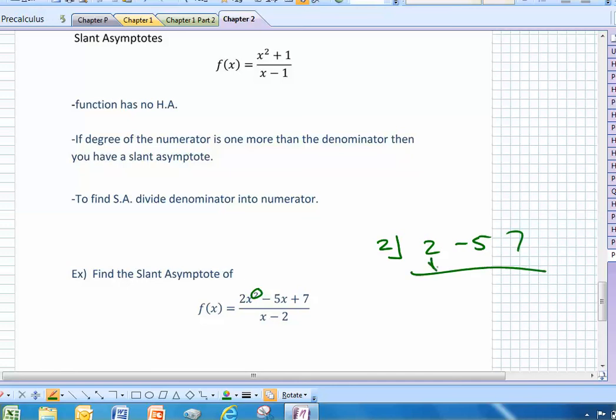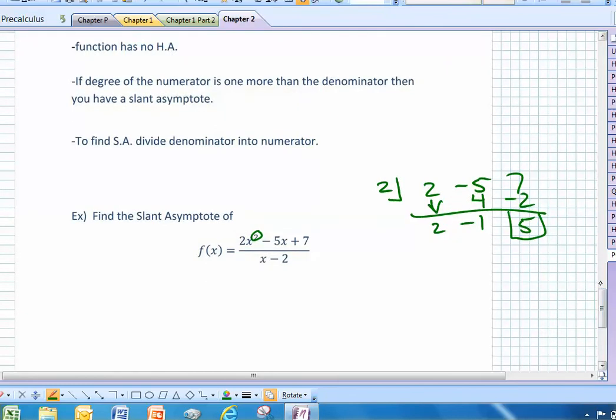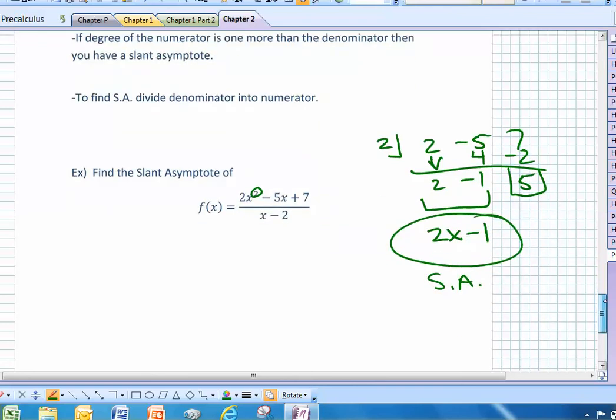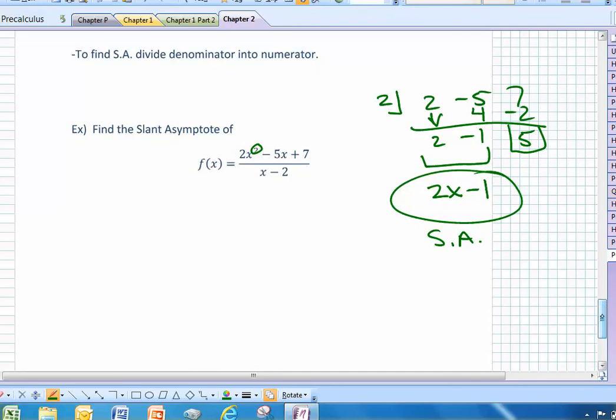and basically you bring down the 2. 2 times 2 is 4, negative 1 times 2 is negative 2. You get a remainder of 5. Now, the part here, the 2x minus 1, which is left over, this is your slant asymptote. You just ignore the remainder. So your slant asymptote for this function would be 2x minus 1.